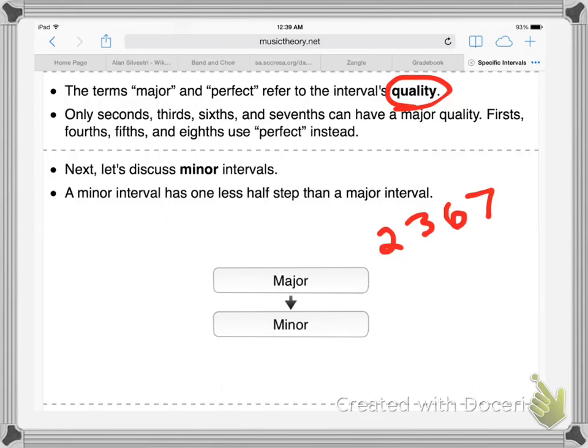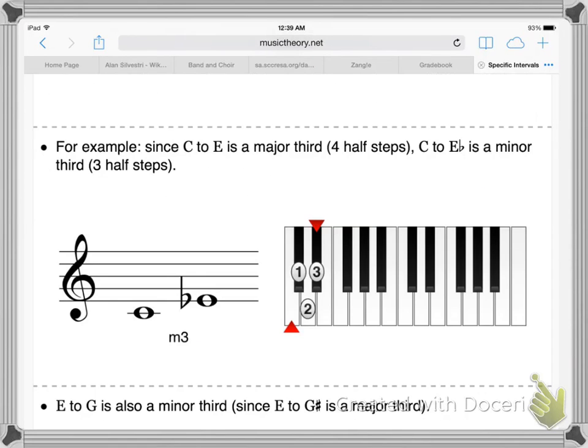Next, let's discuss minor intervals. A minor interval has one less half step than a major interval. So, the easiest way to find a minor interval is to find the major one first and then take it down a half step if you're asked to find one. If you're trying to see if it's minor, you would go off the bottom note, figure out what the major would be, and then if it's a half step lower, you know it's minor.